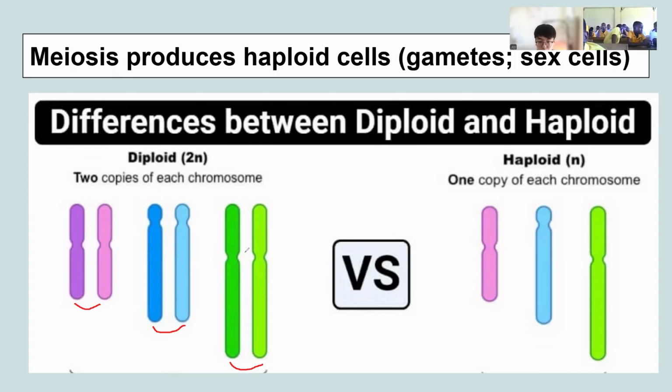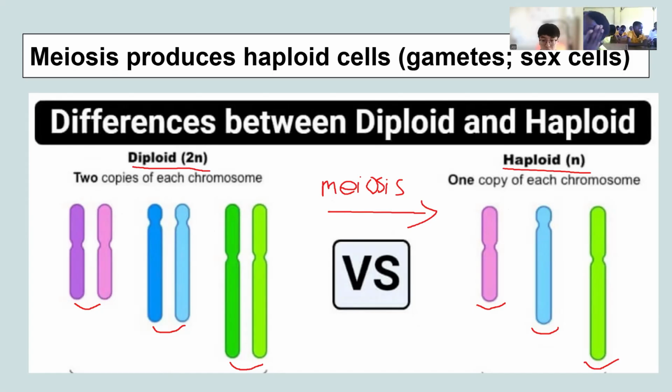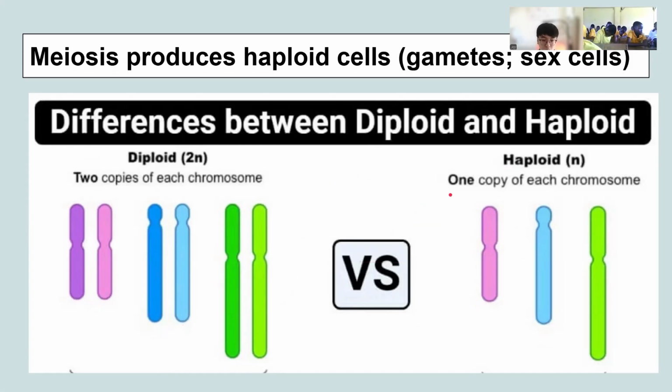But later, when gametes are needed, when sex cells are needed, it goes through the process of meiosis, and it produces haploids, which only have one copy. So that is the main difference between a diploid and a haploid. This process is called meiosis. So it divides into one copy only.